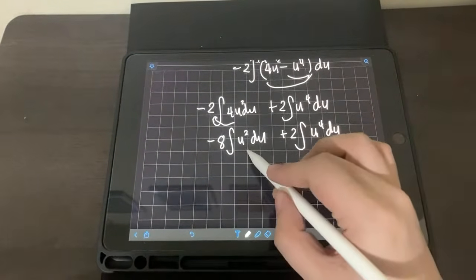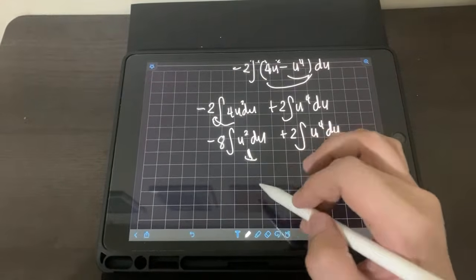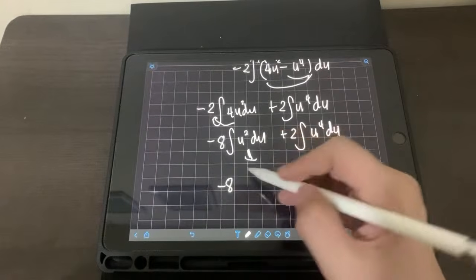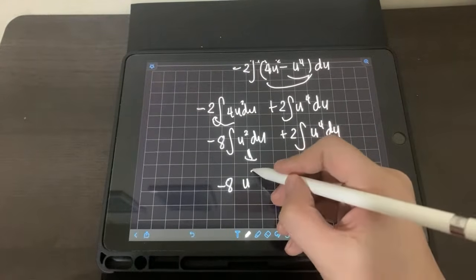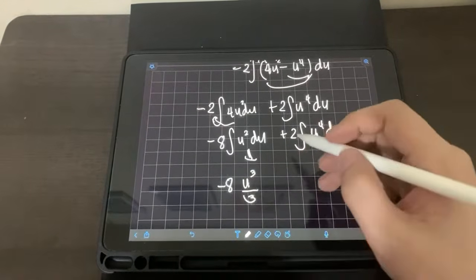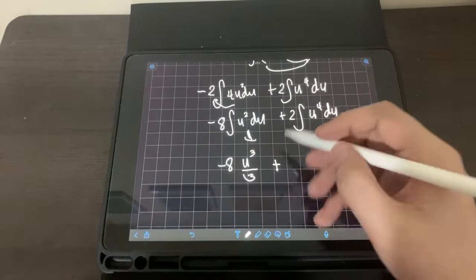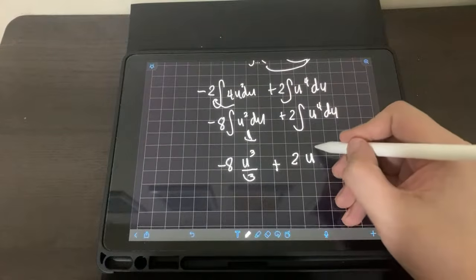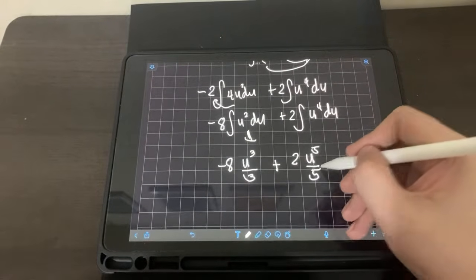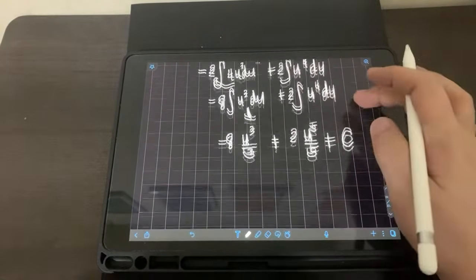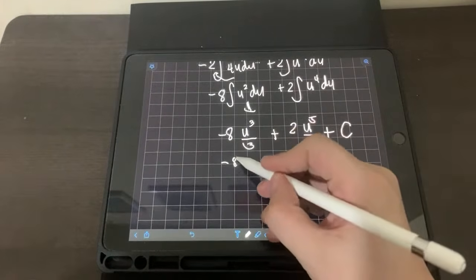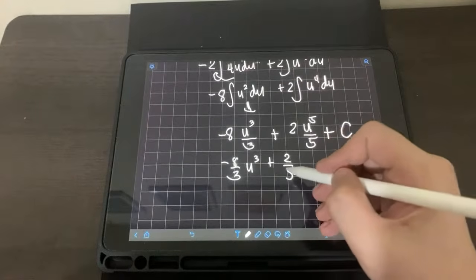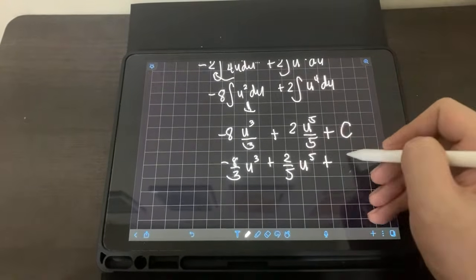And then evaluate the integral using the power rule. So negative 8, what is the integral of u squared du? u to the 3rd over 3. Okay? Plus 2 times, what is the integral of u to the 4th? Power formula, u to the 5th over 5 plus c. So you now have negative 8 thirds u to the 3rd plus 2 fifths u to the 5th plus c.